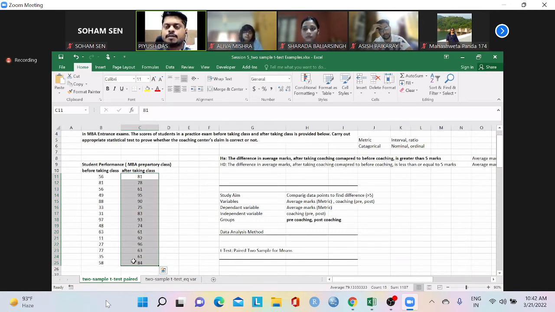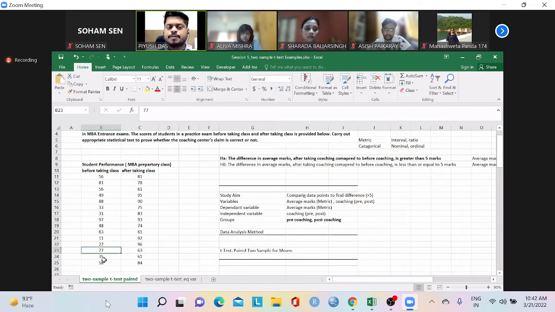Before taking class, randomly they select the poor performers of the class. After taking class, they take the marks of only the best performers and they say, see, marks are improving by 20 marks or 30 marks. To avoid that, the same student who is scoring 56 is, after taking coaching, scoring 81. There are also students who are scoring better, 77.